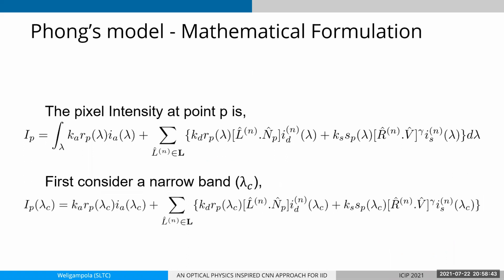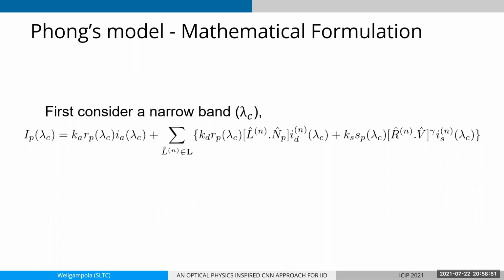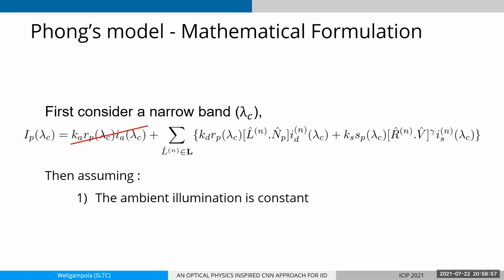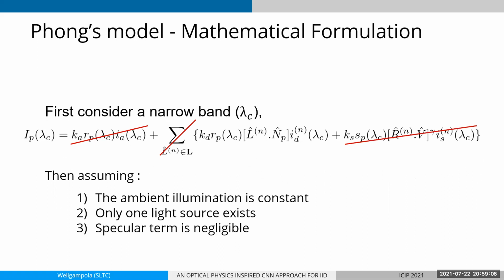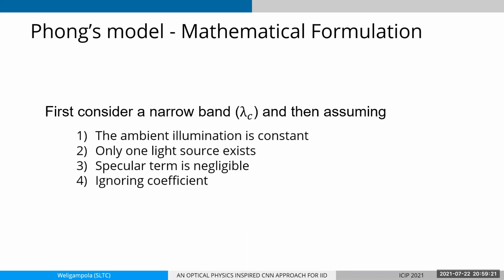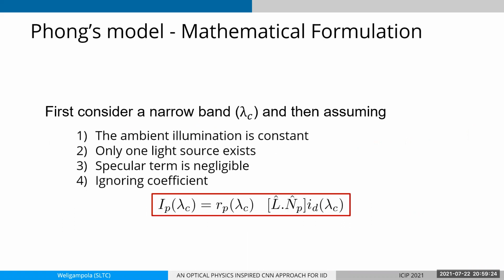So moving on, next we try to simplify the Phong model. First, by considering a narrow band lambda c, we could remove the integration operation. Then we make certain assumptions. The first assumption is that the ambient light is constant, and as such, we can ignore the first term. Next, we assume that there is only one light source for simplicity. Third, we consider the specular term to be negligible, and we ignore it. Finally, we could also remove the coefficient kd. Since we'll be working with logarithmic ratios in this work, for simplicity, we'll remove most of the constants at this stage itself. So finally, based on all these assumptions, we can obtain a more simplified equation.